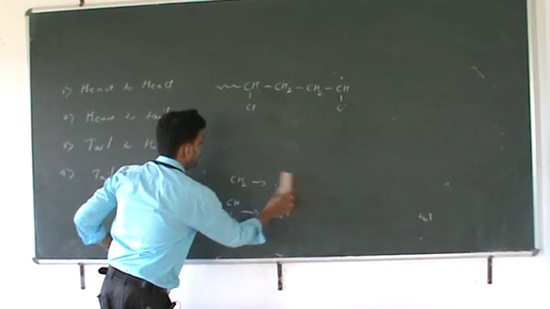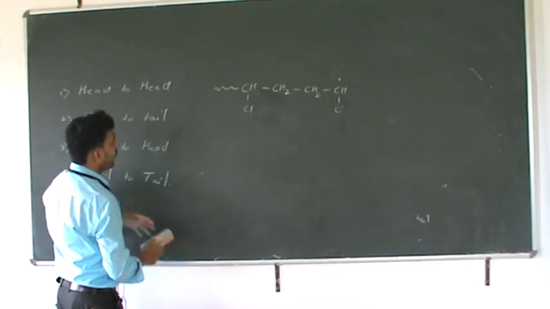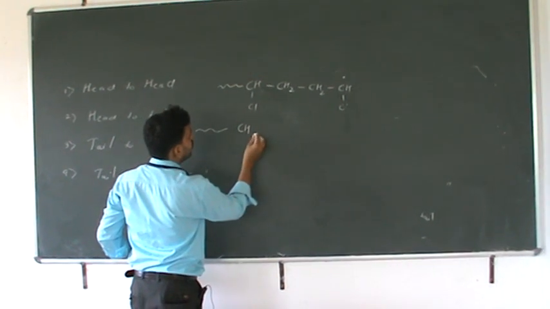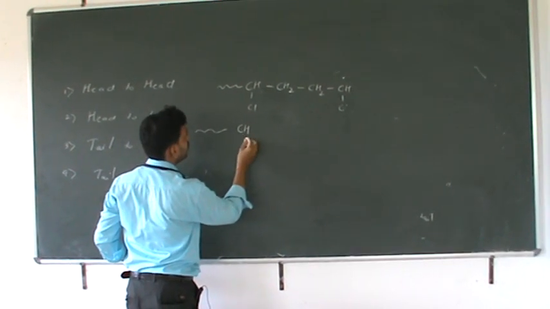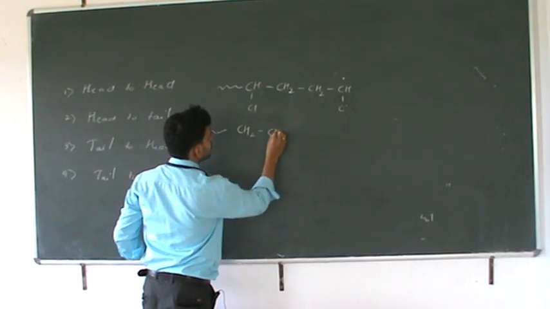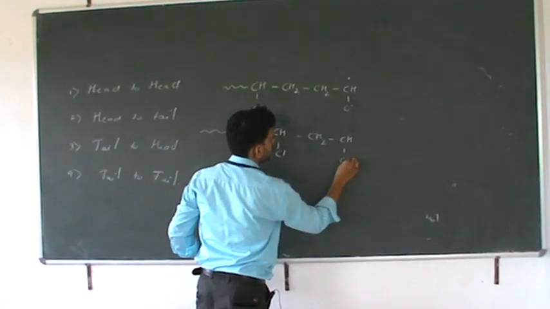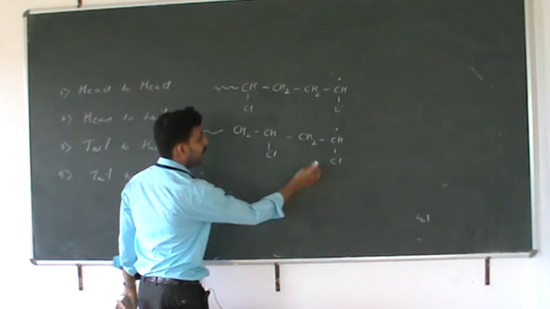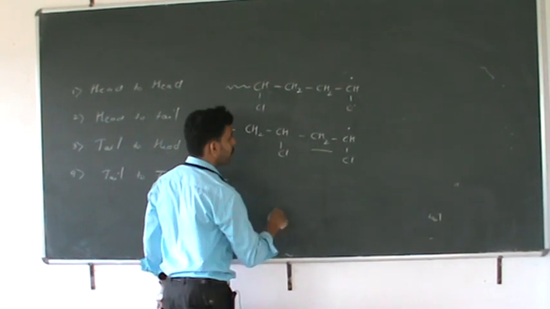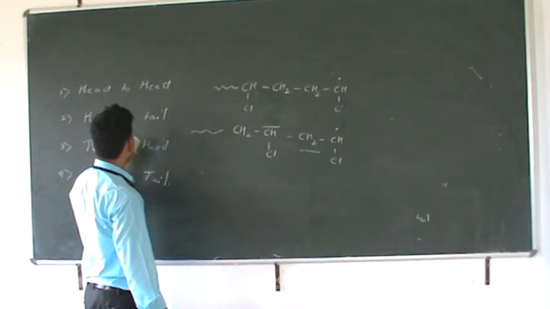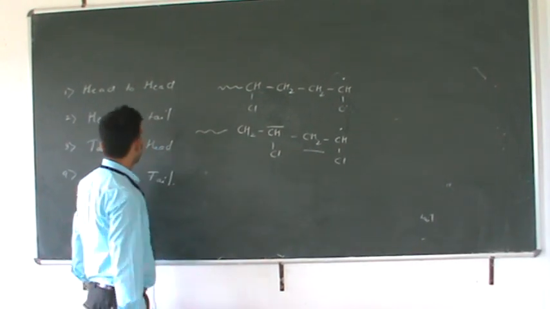And the next concept is head to tail, means CH2 CH Cl, CH2 CH Cl radical. Here the head of the fresh monomer is added to the tail of the growing polymer chain. That is called head to tail type of polymerization.